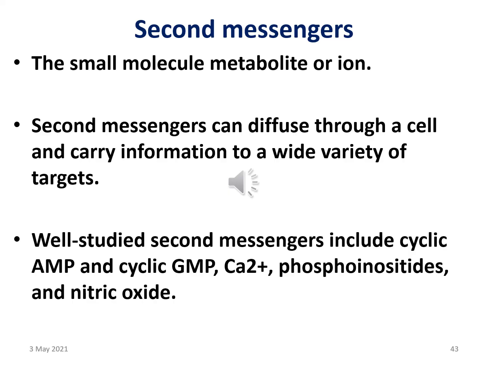Now we will go through the second messengers, the small molecules, metabolites or ions. Second messengers can diffuse through a cell and carry information to a wide variety of targets. Well-studied second messengers include cyclic AMP, cyclic GMP, calcium, phosphoinositides, and nitric oxide. All these are called second messengers.